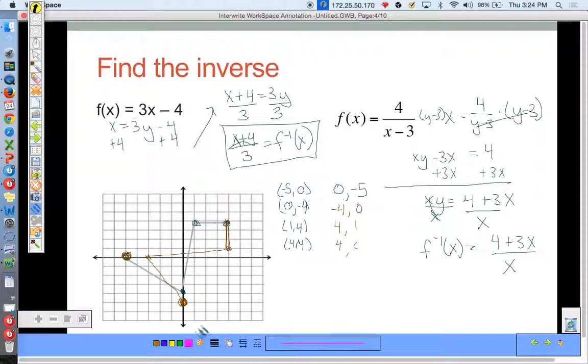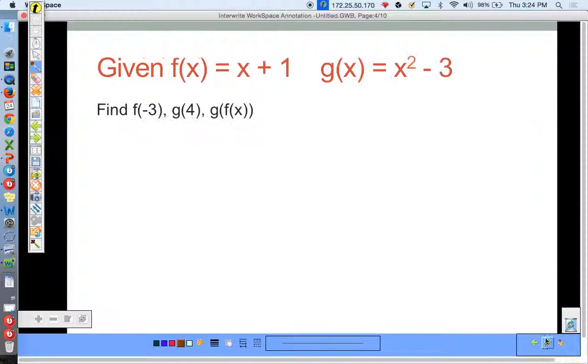So it would stay at 4 and 4. Now if you remember, if you're more of a visual person and want to double check this, well, yeah, it works. It's a reflection over that line, y equals x. So the other thing we're going to take a look at is evaluating some of these functions. So we need to evaluate f of negative 3.